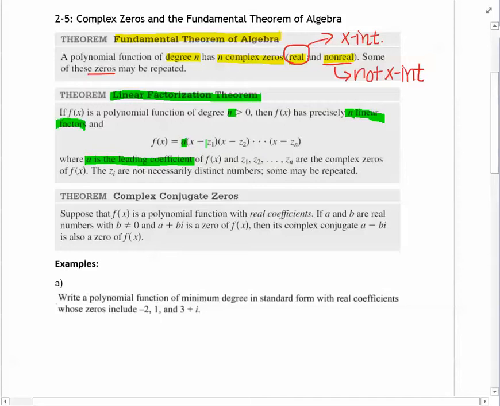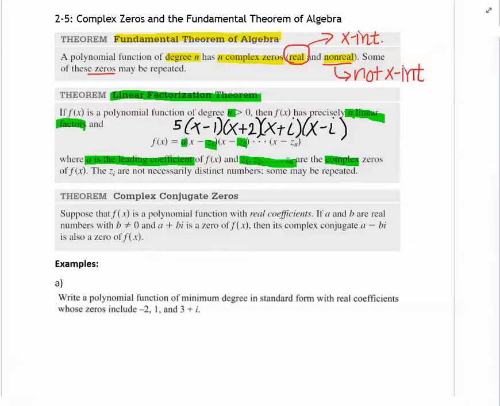and then you have x minus z1. z1 is your first zero, x minus z2 is your second zero, and so on all the way through zn. They're complex, which means they could be real or not real. And they don't have to be different numbers. That's what it means by not necessarily distinct numbers. Some may be repeated. So for example, you could have a leading coefficient of 5, and then your factors are x minus 1, so 1 would be a zero, and then maybe x plus 2, so negative 2 would be a zero. But then you can also have x plus i and x minus i.